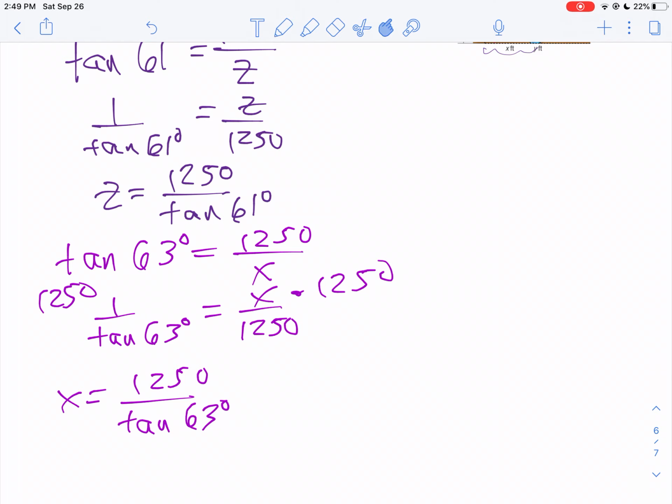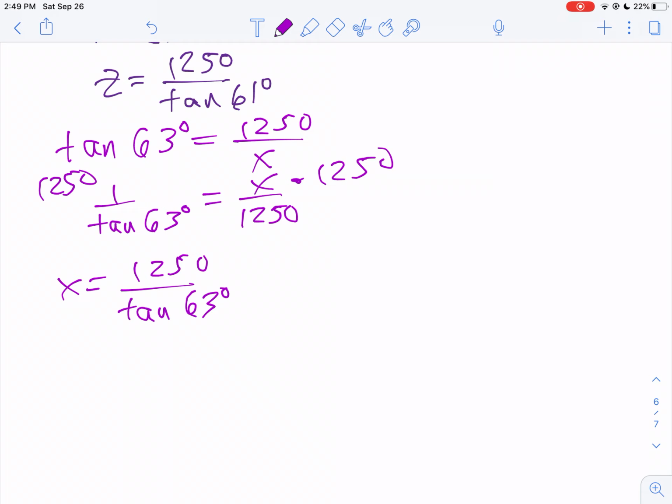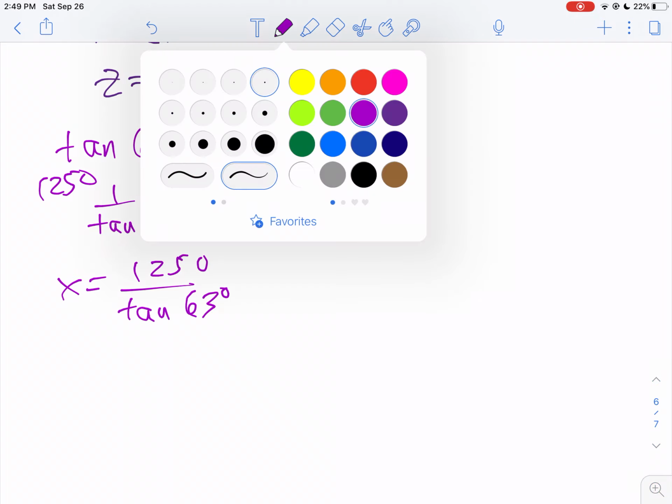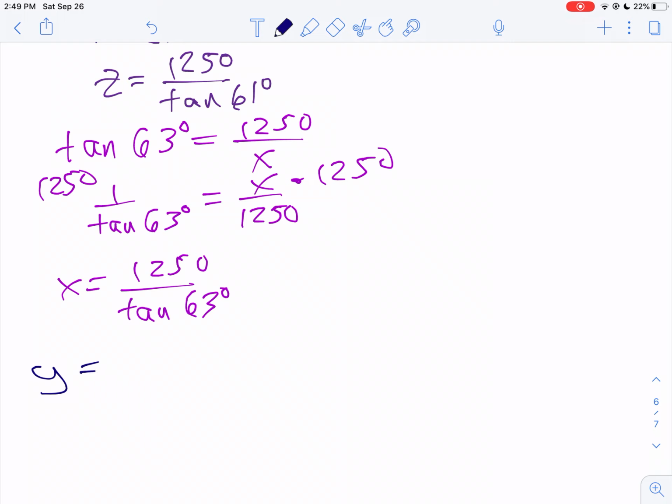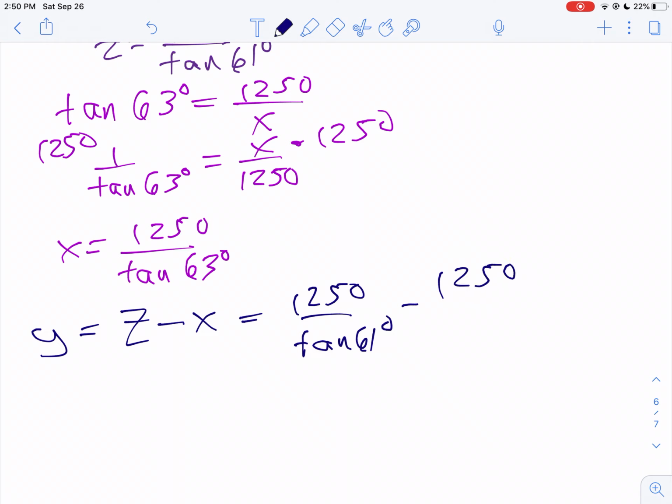So to find y, we're going to just subtract. y then is going to be, let's back up here, I forgot my letters, z minus x, because z is going to be the bigger value. So we're going to say 1250 divided by the tangent of 61 degrees minus 1250 divided by the tangent of 63 degrees.